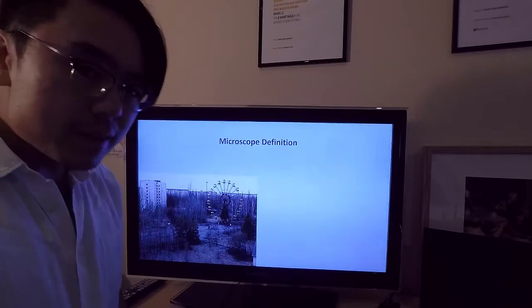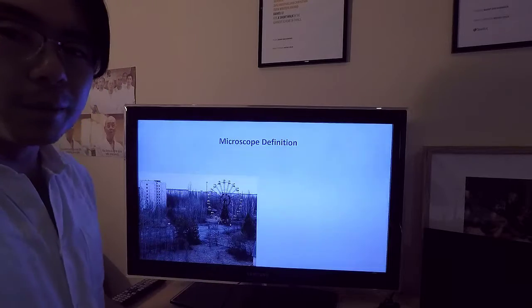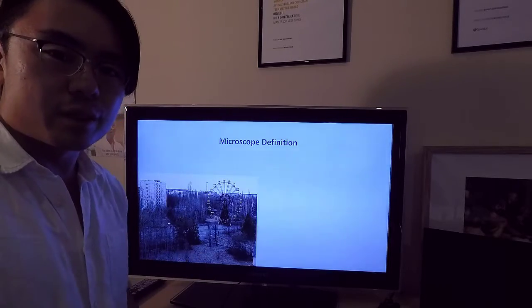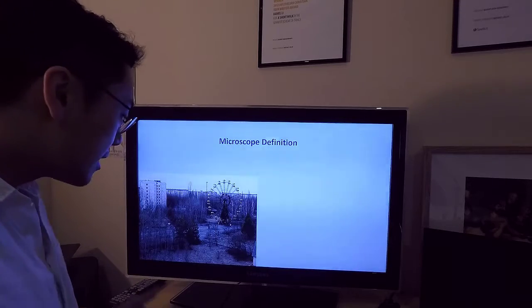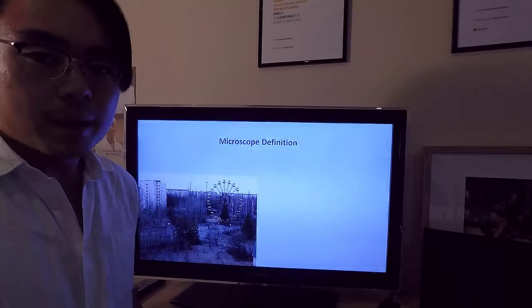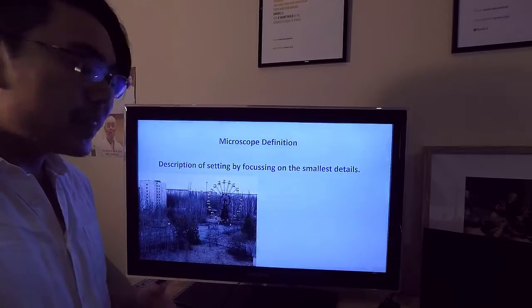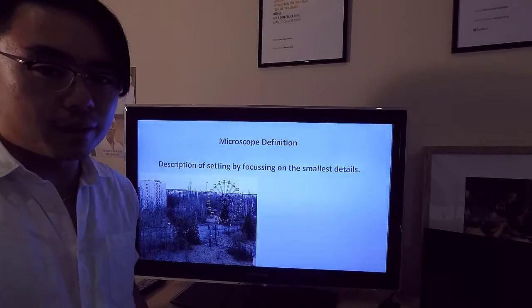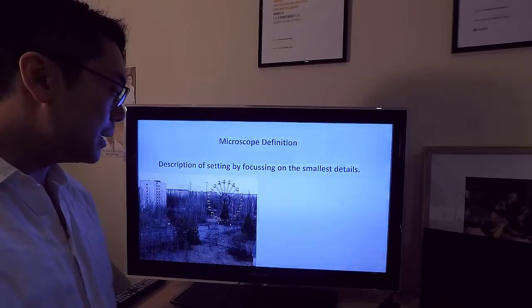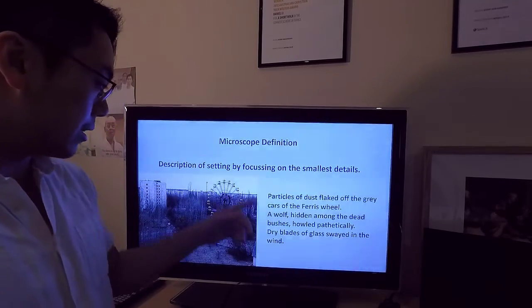Imagine you have a picture like this. Well, most people would describe the big features of the picture. You can see the Ferris wheel there, and maybe the trees, and there's a couple people there. But microscope definition is when we describe the setting, but we focus on the very smallest details. And what that means is something like this.